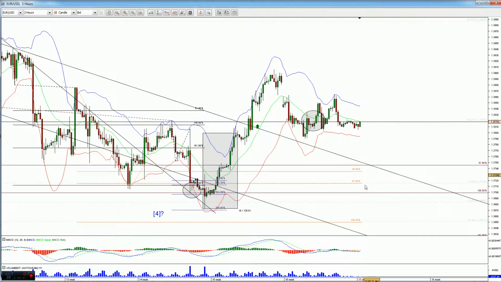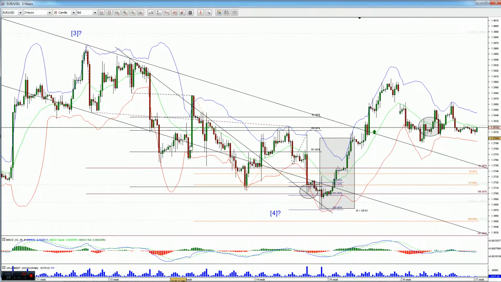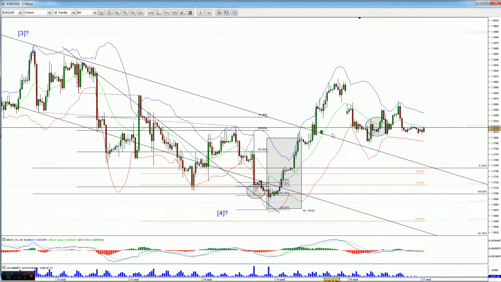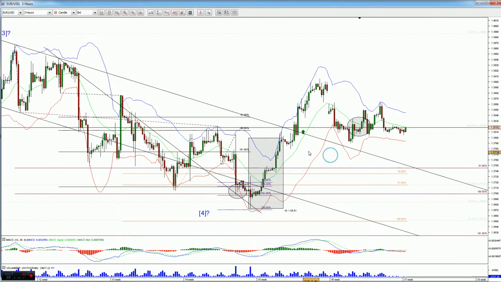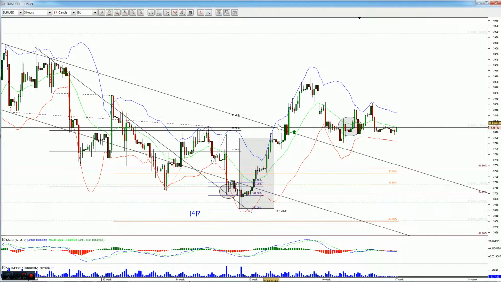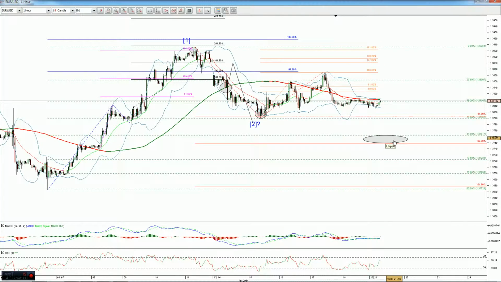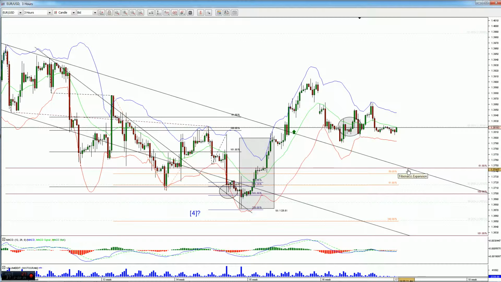On the other hand, we had a breakout of this corrective structure here. This rectangle shows the biggest corrective move in this downward move, and we had a breakout of this in this area, and now we are at the same level. This is also a breakout of a downward channel, and we may have a retesting in this area. It was not done yet, but if this market falls to that level, it will try to retest this channel line.